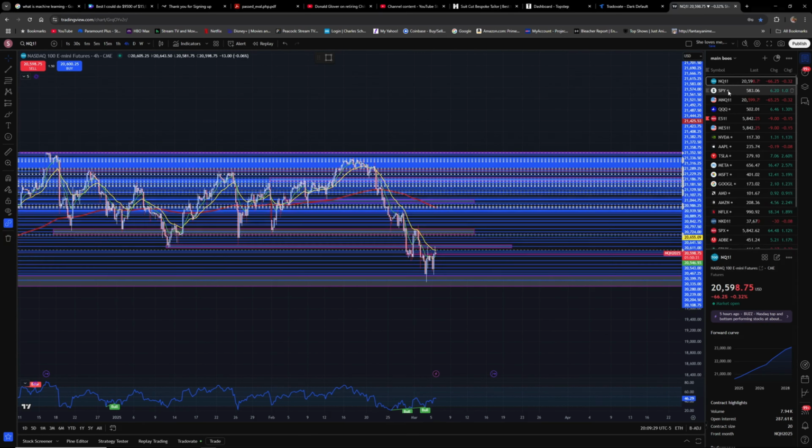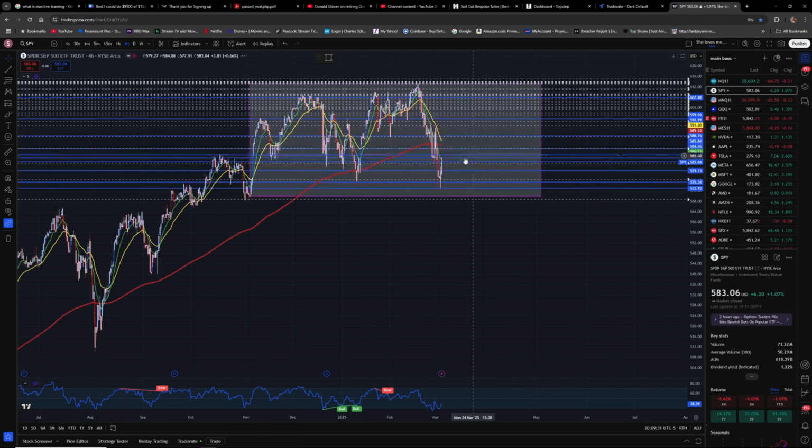In reality, what happened was we hit the 200 EMA on the daily, broke the 200 EMA on the daily, and this is the market structure, this box right here. We're still within the level of market structure from November 5th or November 4th, 2024.